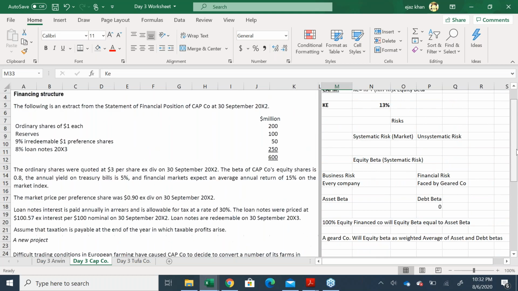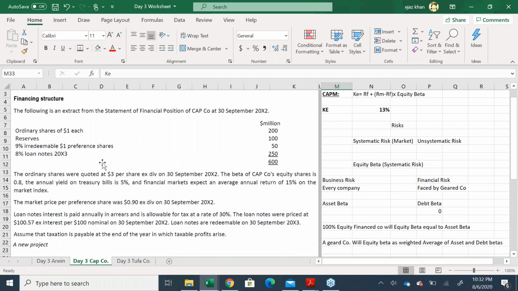So first of all, we have to see what type of debts we have in our capital structure. 9% irredeemable preference shares, 8% loan notes. We have two types of debts in our capital structure. The one is 9% irredeemable preference shares. So let's first calculate the cost of debt of this. Basically, the cost of debt is what we are paying to our investors. That's the cost of debt.